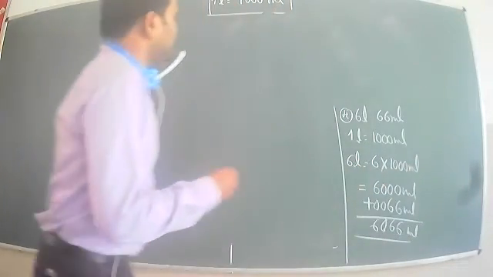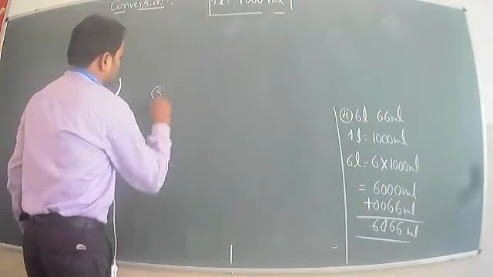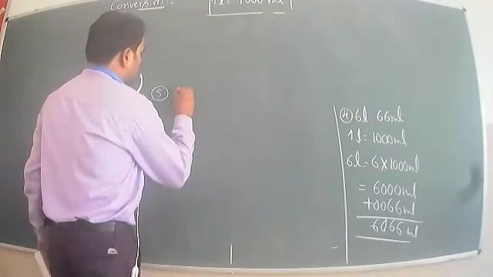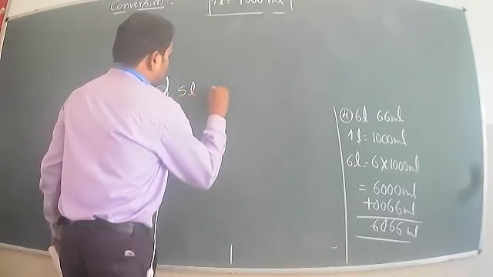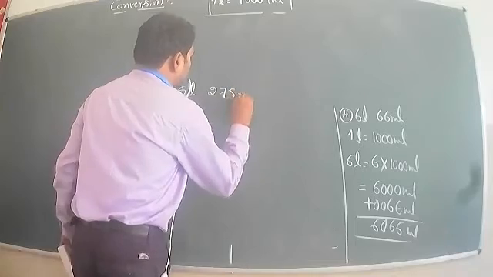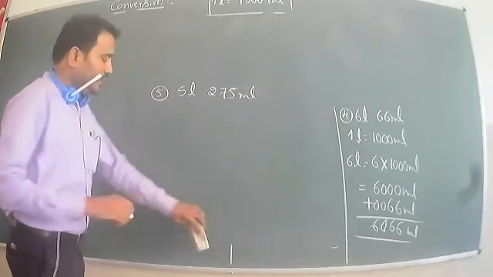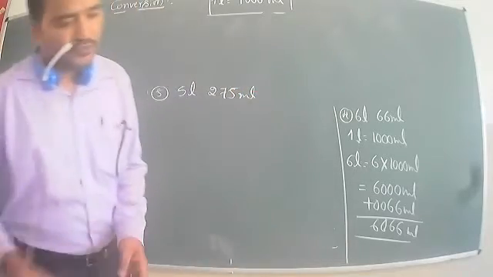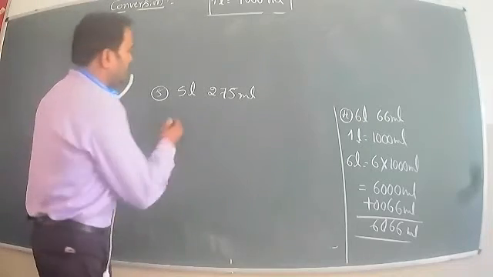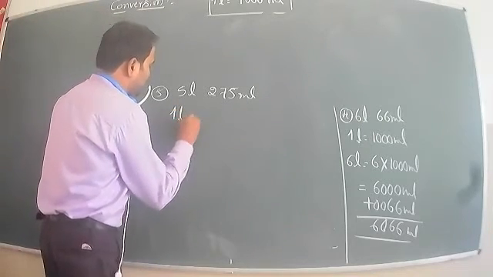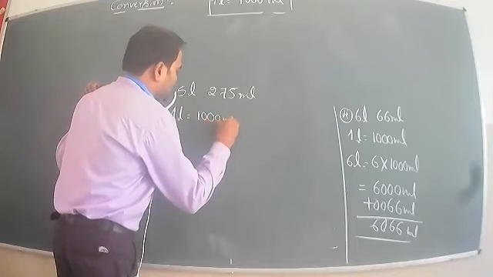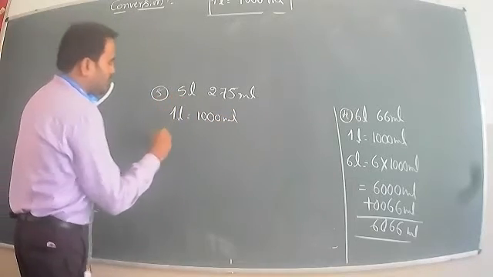Fifth one. 5 liter 275 milliliter. So first we should convert 5 liter. First 1 liter has to be converted to 1000 milliliter. So first 5 liter has to be converted to milliliter.